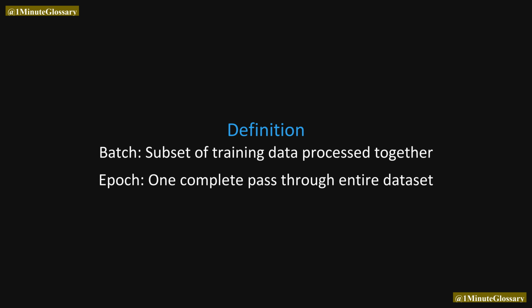Epochs and batches. These are two fundamental parameters that control how machine learning models process training data during the learning phase. A batch is a subset of your training data that gets processed together in one forward and backward pass. An epoch is one complete pass through your entire training dataset, which may contain many batches.